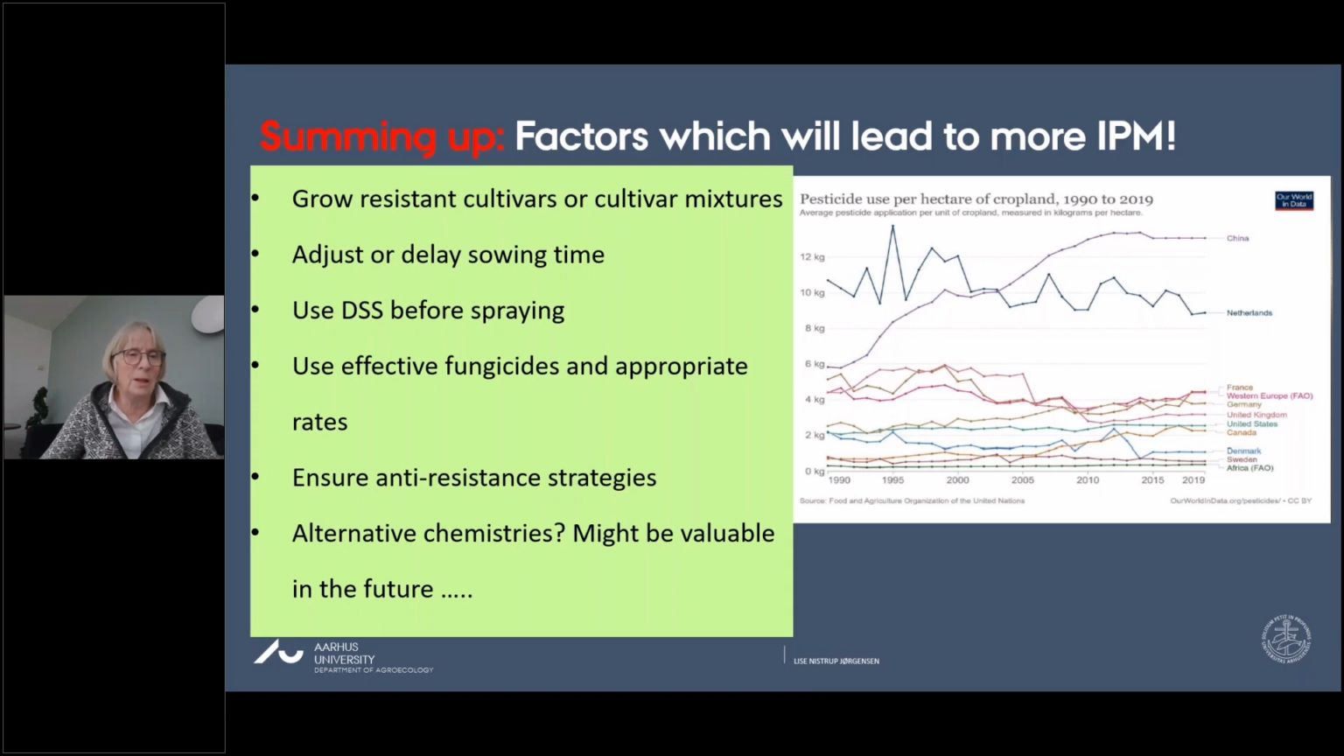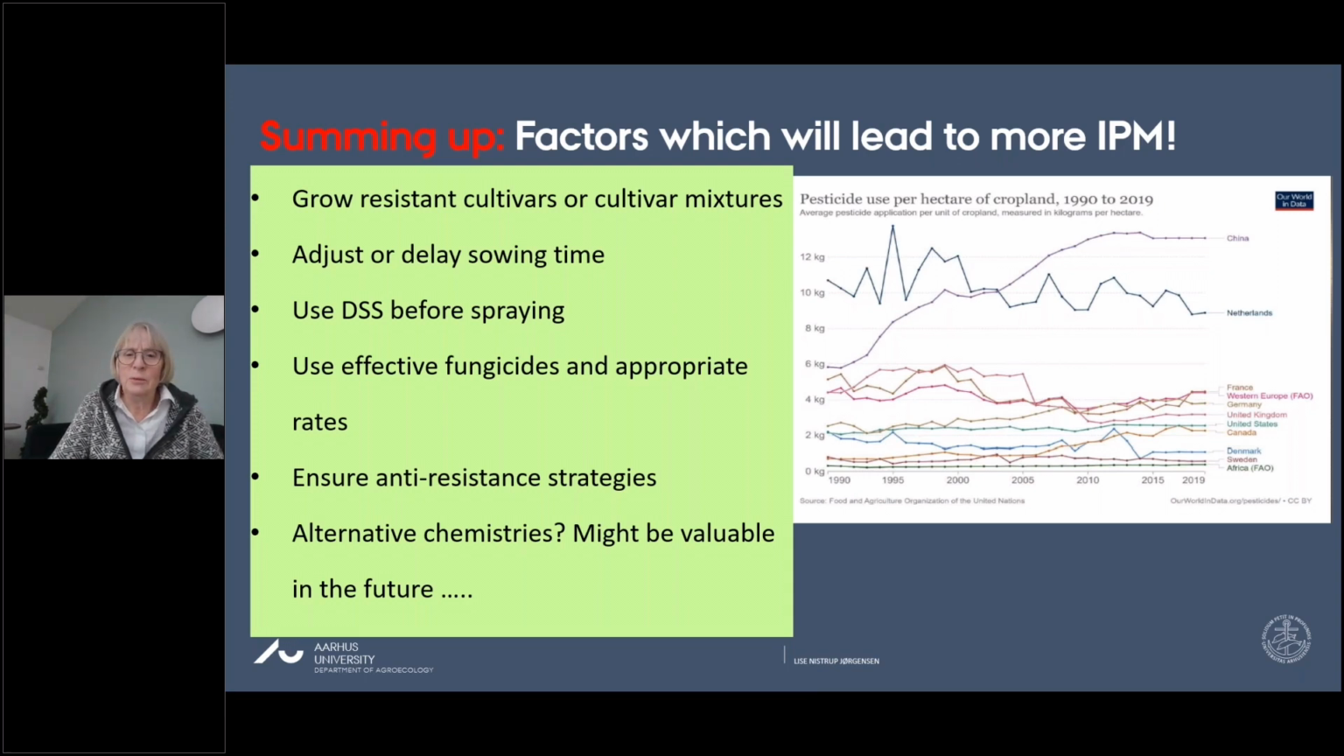Critically think about what the economic optimum is when we look at the dose rate. We should ensure good anti-resistance strategies. And when it comes to alternative chemistries, that might be valuable in the future, but right now it's maybe a little bit traumatic to think that they could just take over from what we know from the good chemistries.